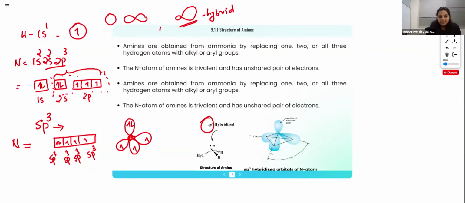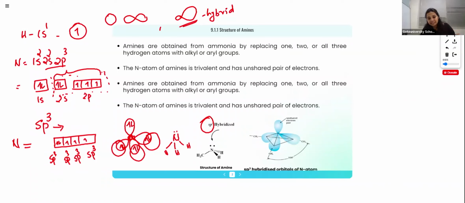Then nitrogen has to make 3 bonds with hydrogen. So 1 hydrogen will come here with 1 electron. Each hydrogen has 1 electron, so they will make a bond here. The next hydrogen will make a bond here, and the next one here. So this is the bonding. Nitrogen is covalently bonded to hydrogen with 3 bonds. Then here is the lone pair. That's why the nitrogen atom is sp3 hybridized.